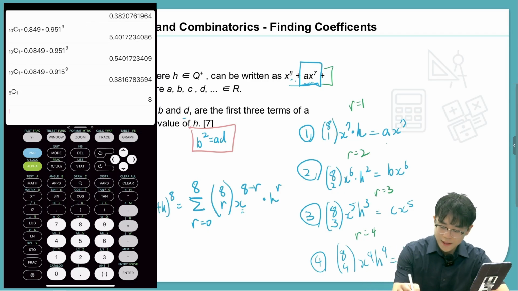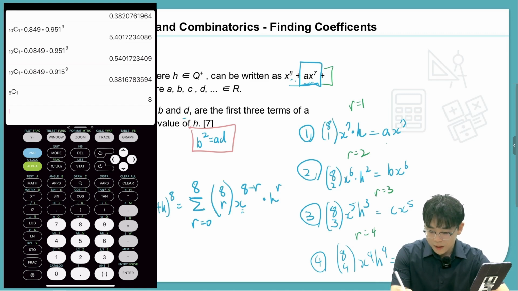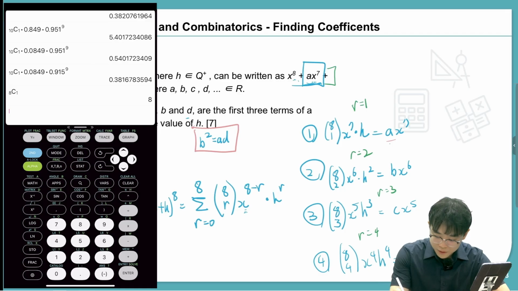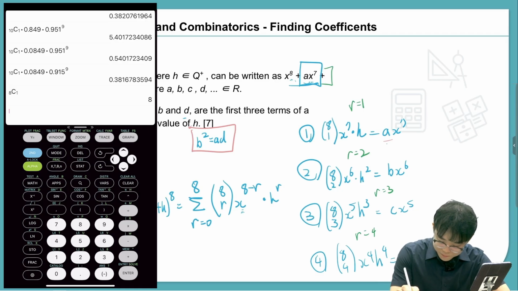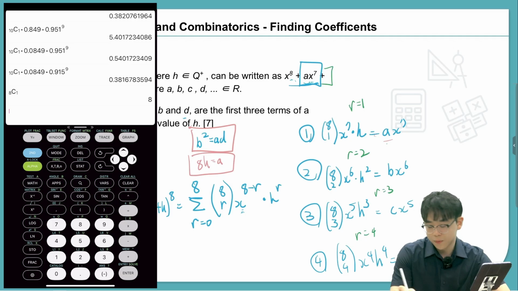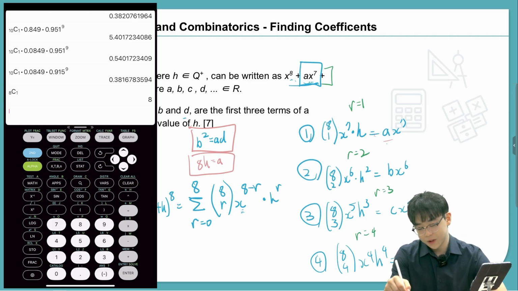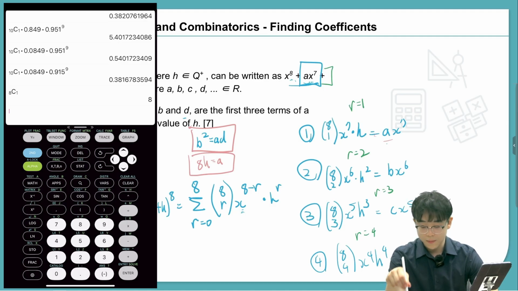Yeah, so 8 times x to the 7 is going to be multiplied to h, and that's going to give you a, right? So the next piece of info is going to be 8h is going to be a. Right, so from piece 1, we know that 8h is going to be a. From piece 2, 8 choose 2 times x to the 6 times h squared is going to be b.